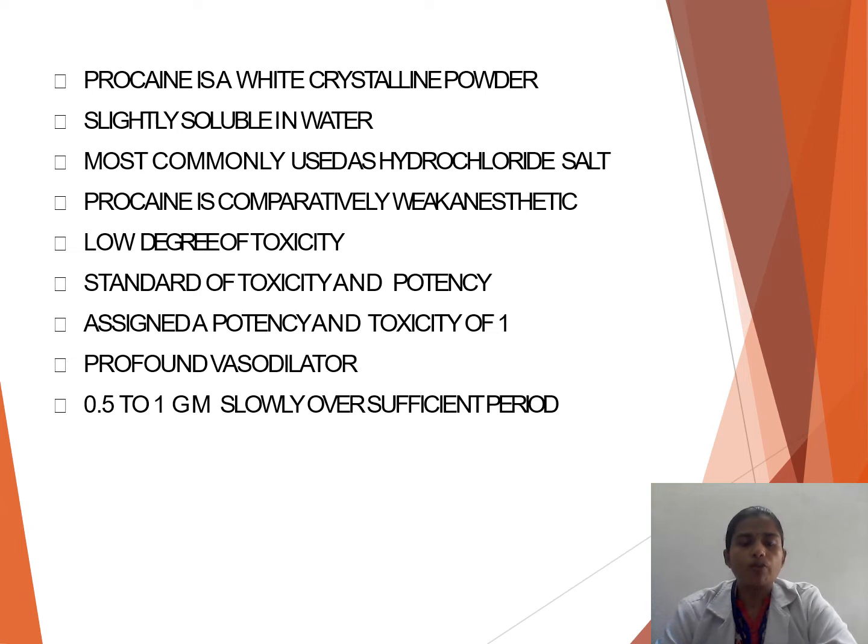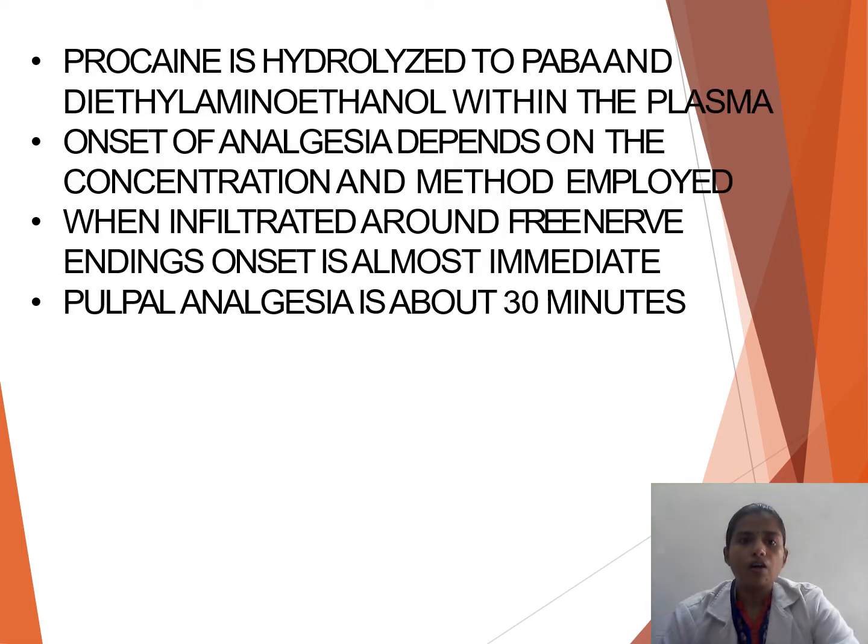It is also a profound vasodilator, 0.5 to 1 gram slowly infused over a period. Procaine is hydrolyzed to para-aminobenzoic acid and diethylaminoethanol within the plasma. Onset of analgesia depends on the concentration and method employed. When infiltrated around free nerve endings, onset is almost immediate. Pulpal analgesia is about 30 minutes.